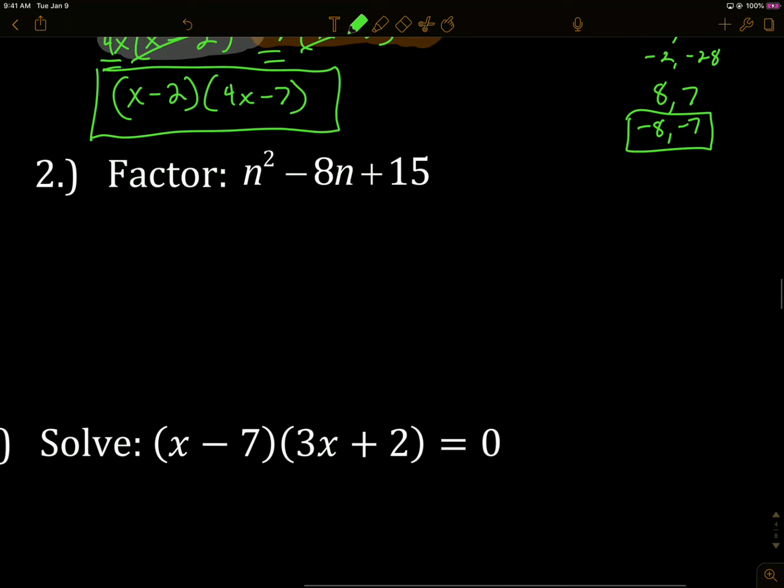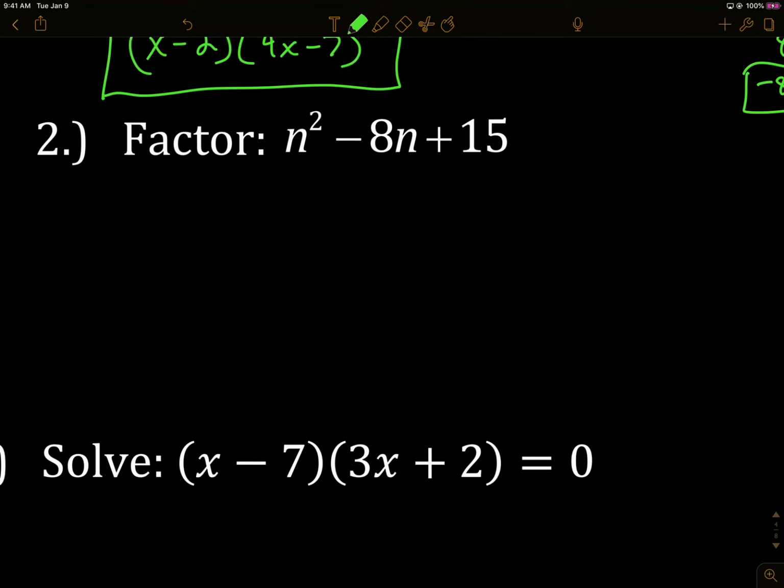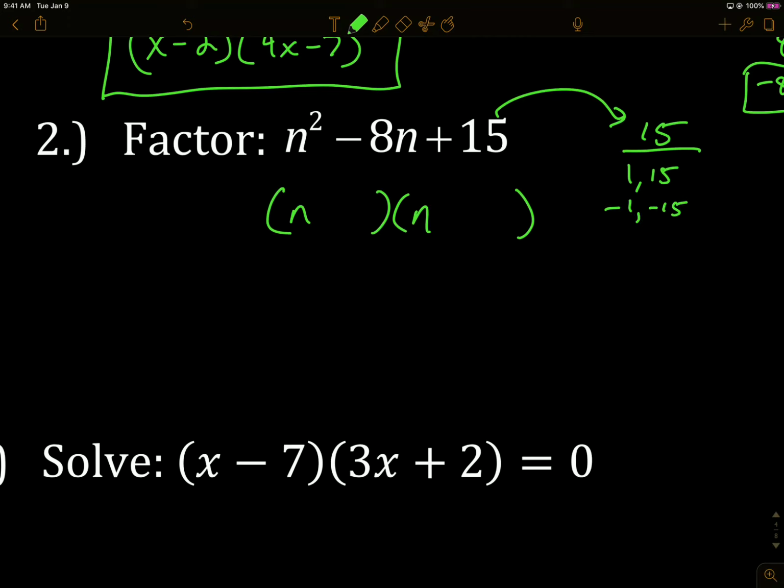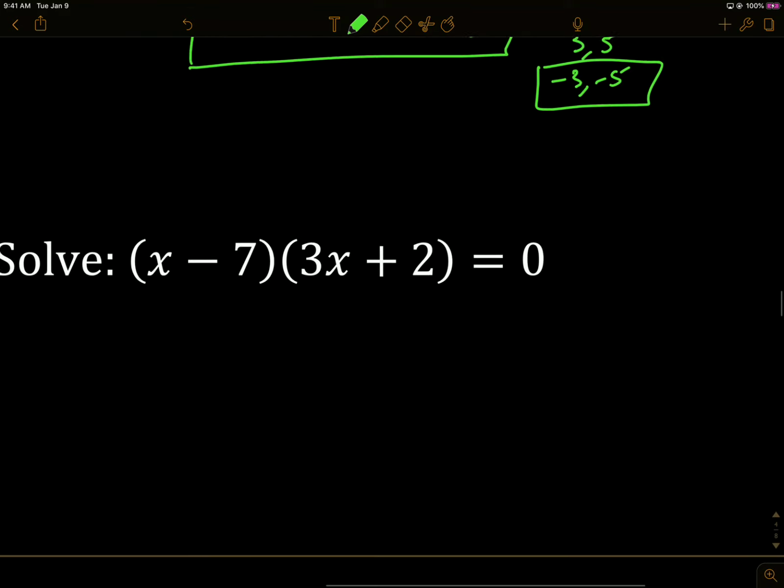Okay, number 2. There's no common factor, so this is going to be a trinomial where a is 1. So I've got n and I've got n. You've got to know the structure. I've got a 15 here, so I'm looking for numbers that multiply to 15 but add to negative 8. So I've got 1 and 15, negative 1 and negative 15. 2 doesn't go into 15. 3 and 5, negative 3, negative 5. That's our winner, negative 3 and negative 5, because they add to negative 8 and multiply to 15.